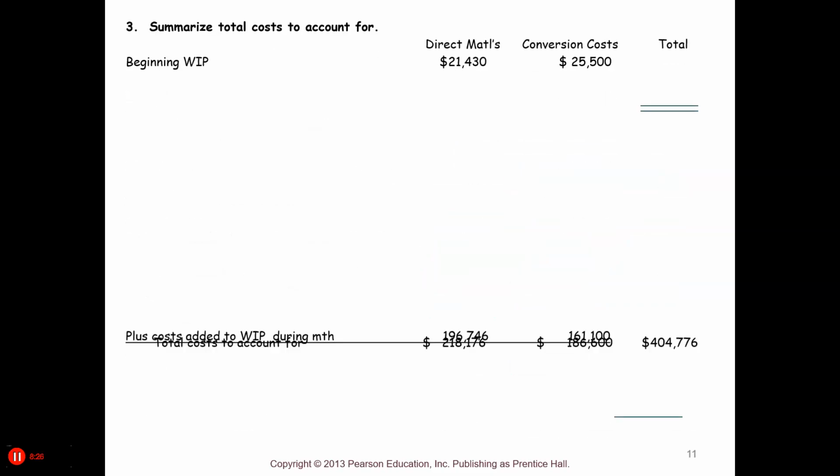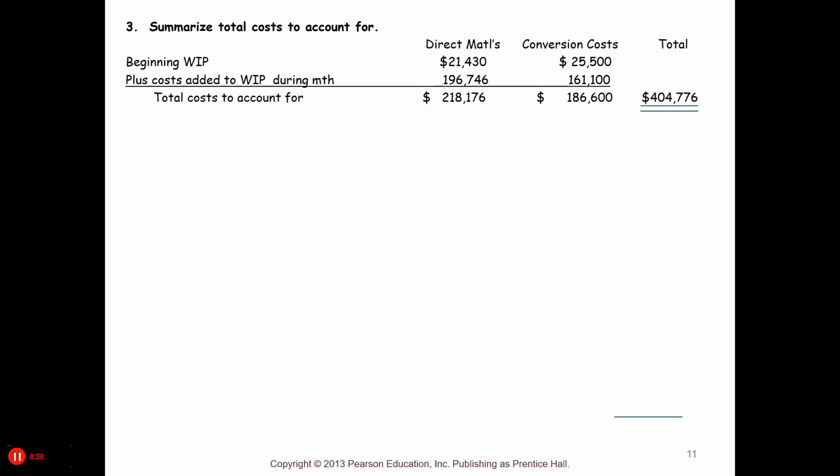So we're going to summarize our total cost. Our beginning WIP plus costs added during the month gives us our total cost. Now we know that 404,776 is the total that has to be allocated between transferred out and ending inventory. If you don't get that total, you've done something wrong.